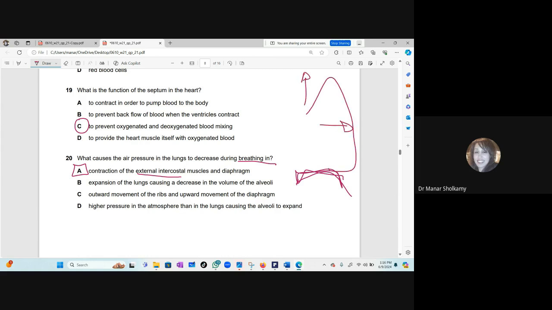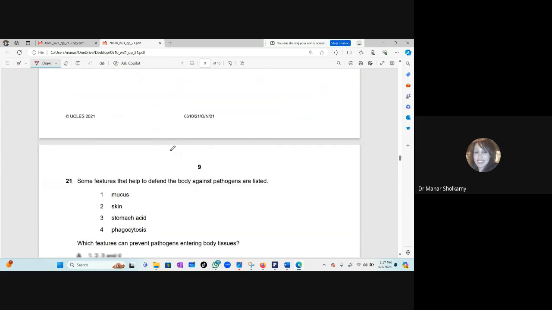Why does this happen? So that we increase the volume inside our chest cavity and reduce the pressure inside our chest area. The pressure will be lower than the atmospheric pressure, the pressure outside, and the air will move from high pressure to low pressure, from the external environment to the internal environment inside your lungs to fill your alveoli. So the answer is A.